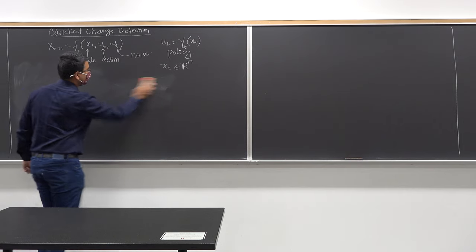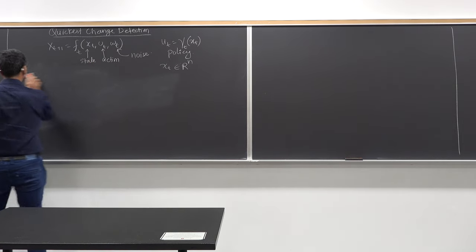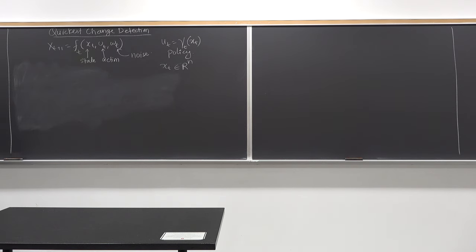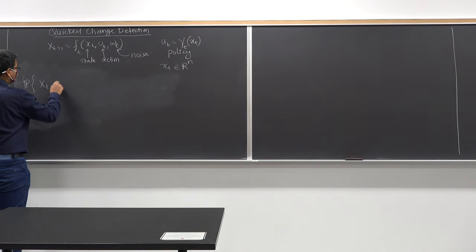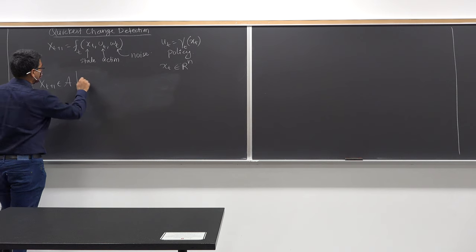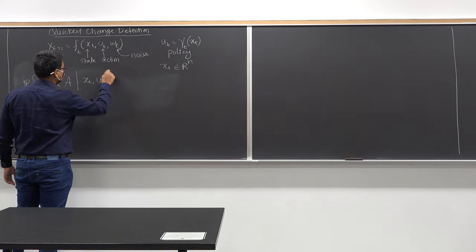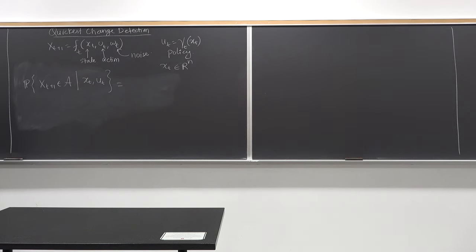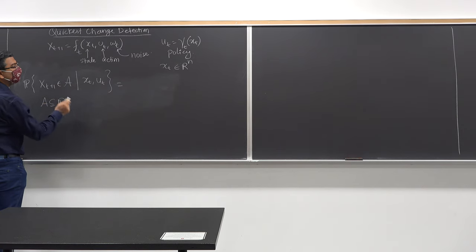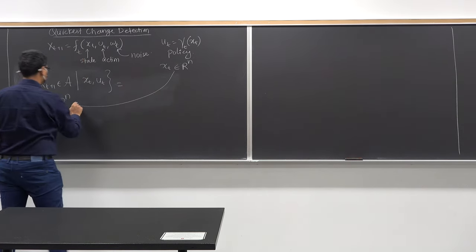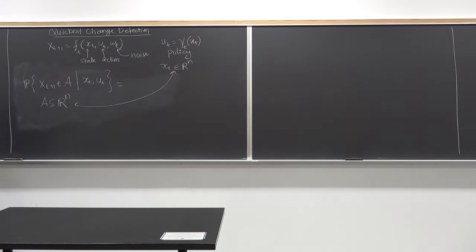Now, we are talking about continuous state space. So we need to figure out how to denote the transition kernel. Now the transition kernel is a bit more complicated. Here is how we would denote it. What's the probability that x_{t+1} is in some set A given small x_t and small u_t? This becomes the transition kernel. Here A is a subset of R^n, the same R^n. This is known as the transition kernel.